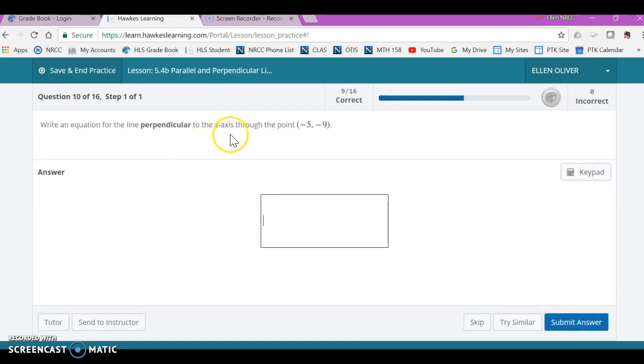All right, perpendicular to the x-axis. Well, remember our x-axis is the horizontal line, okay, which means x can slide along, but y is fixed. So that's going to be a y equals, but we want perpendicular. So we want the x equals version. X equals what? Negative 5.